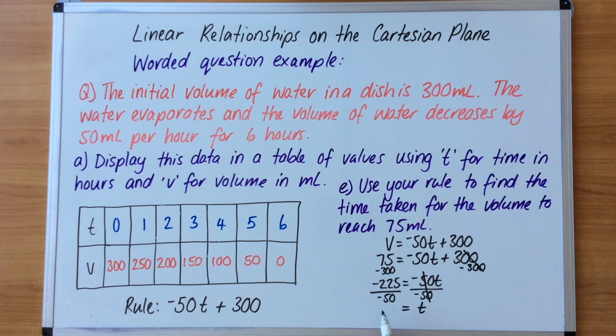And this one here, we go negative 225 divided by negative 50. And we get an answer of 4.5. And now we can flip this around and go t equals 4.5. Because we're working in hours, it would be an answer with hours. We can't forget our units. And I've run out of space here, but because it's a worded question, it has to have a worded answer. So you could put, therefore, it took 4.5 hours to reach 75 millilitres.